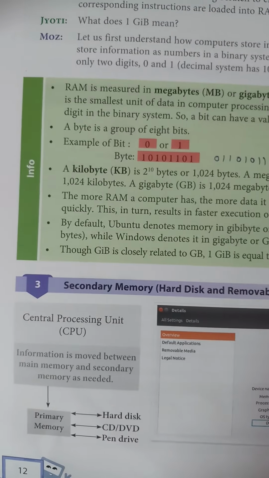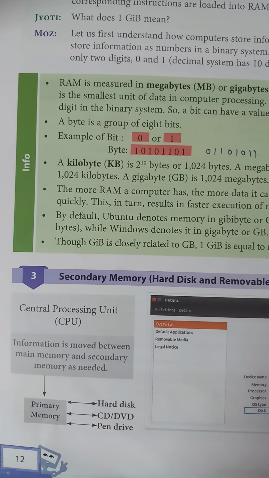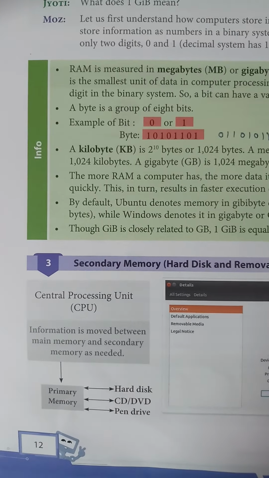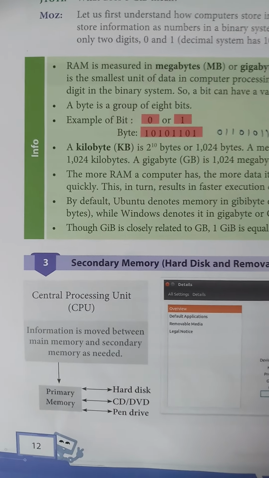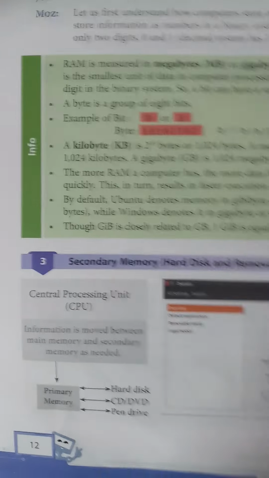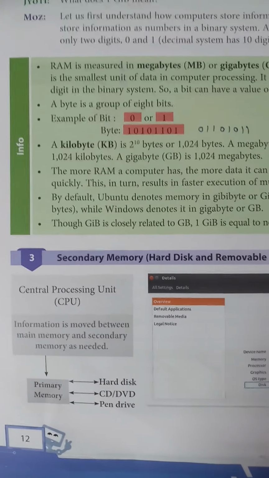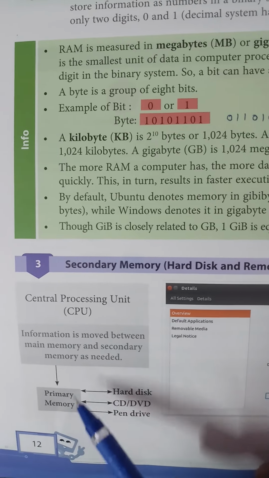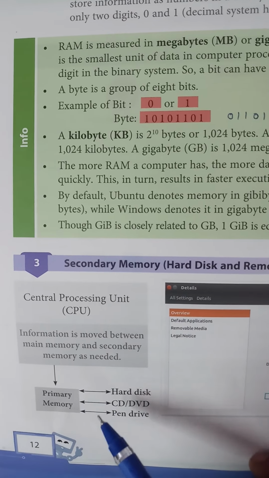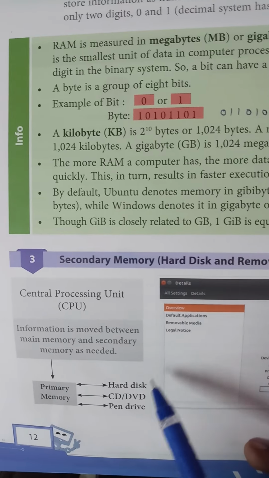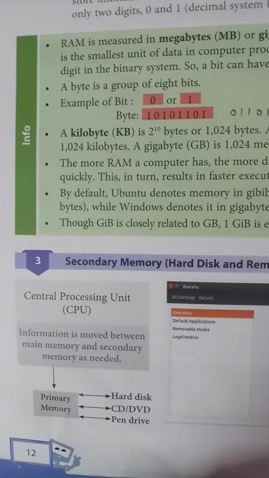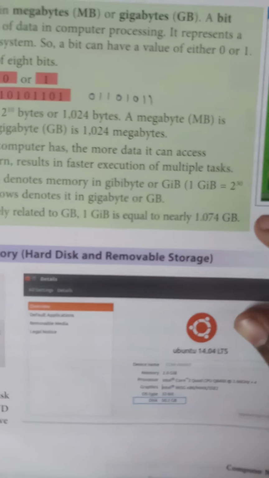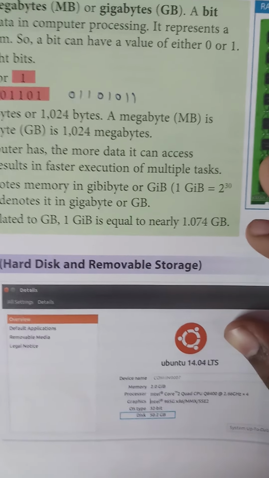Okay. So here, in the central processing unit, information is moved between main memory and secondary memory as needed. So the CPU is used to transfer the information from primary memory to the secondary memory. Here this is the secondary memory, this is the primary memory. The CPU sits in between the primary memory and secondary memory to share the information between them.